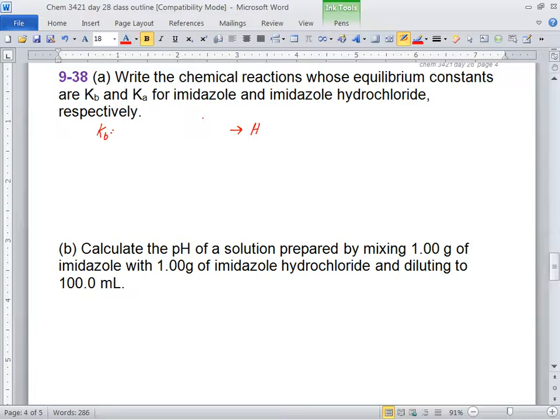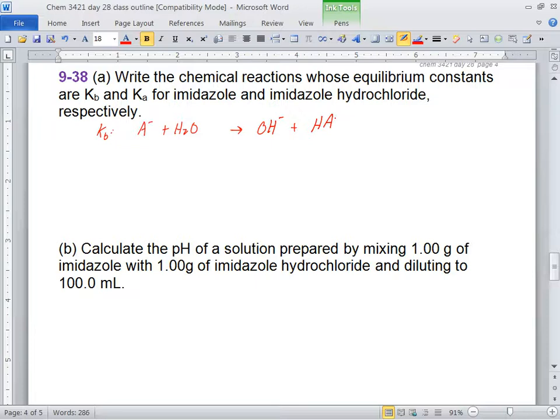How do you write Kb reactions in general? Base plus water. How do we write our conjugate base? A minus plus water forms OH minus and the conjugate acid. Burn that in your head, because then you can answer a question like this straightforwardly. You just have to look up the chemical formula for imidazole and put it in there, and it's going to look great.